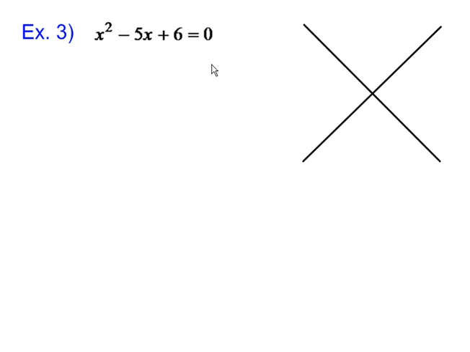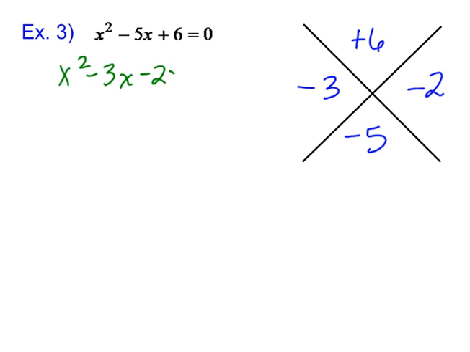Let's take a look at another one here, start to finish. x squared minus 5x plus 6. We're going to use that diamond, and we're going to say 6 times 1, which would be positive 6, goes on the top, and negative 5 goes on the bottom. We would need to multiply two negative numbers to get a positive and add them together to get a negative. We're going to use the numbers 3 and 2. We're going to then rewrite this polynomial to be x squared minus 3x minus 2x plus 6 equals 0.